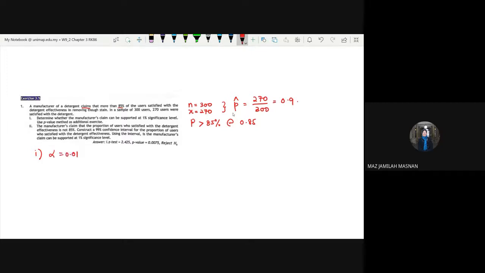So first step, the null hypothesis is always equal to, so P equal to 0.85. The alternative is P greater than 0.85. Okay, so where is the claim? The claim is at the alternative.